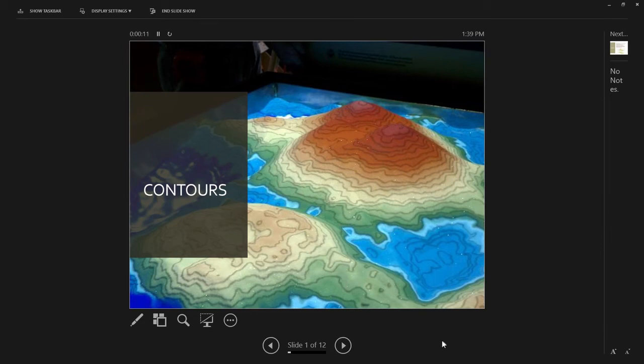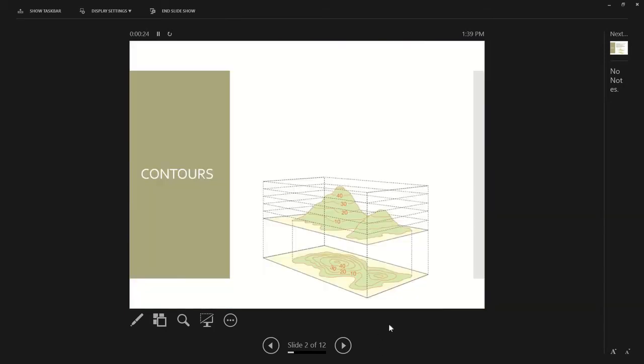So contours. Basically, this is an image of the augmented reality sandbox, which is what we would be using if we were in person to talk about contours, but because we're not in person, we are not using it. So contours, a contour line is connecting a moment of equal elevation.